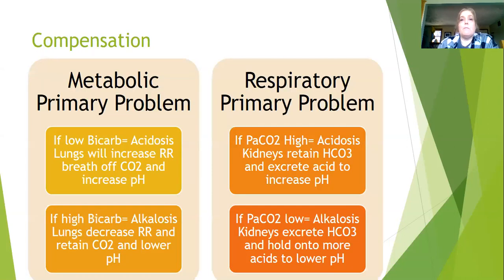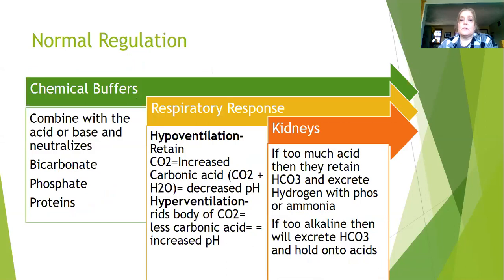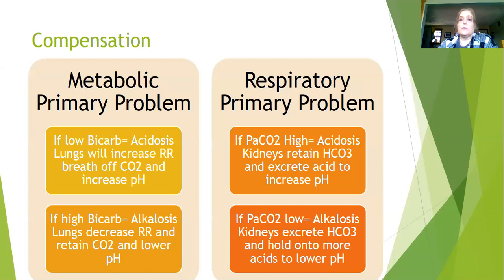Right? So if we have a metabolic problem, so say our kidneys aren't working right, the respiratory system will try to compensate by either breathing off more CO2 or slowing down our breathing and keeping more CO2. If we have a respiratory problem, the kidneys will try to compensate and fix. So the normal process was chemical buffers, respiratory response, kidney response. But when we have a problem with one of our two systems, the other system has to kick in and try to help.